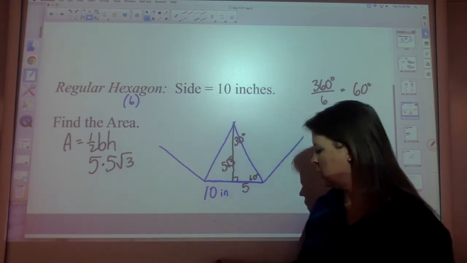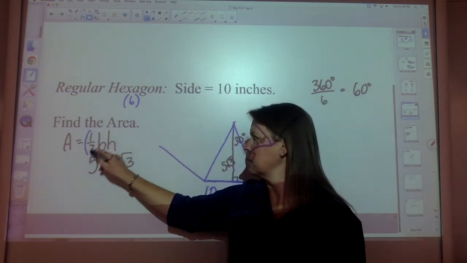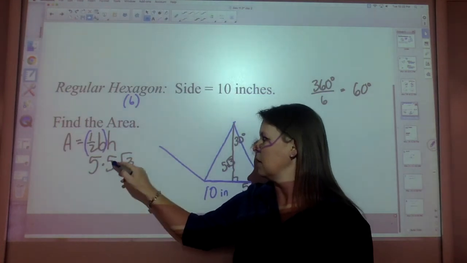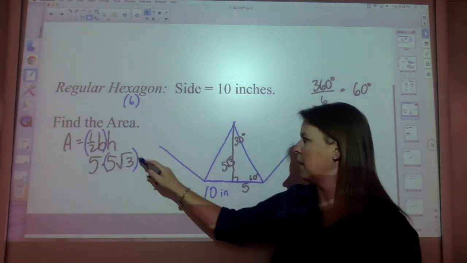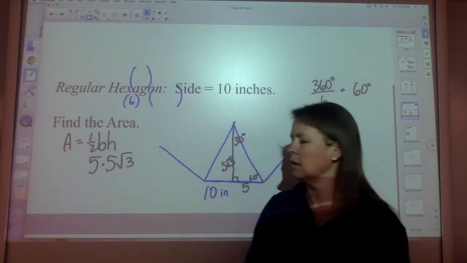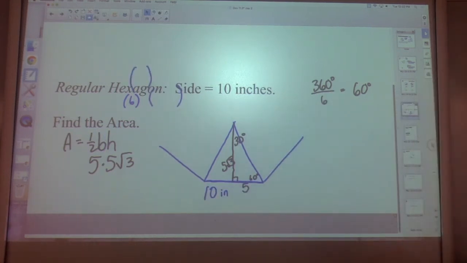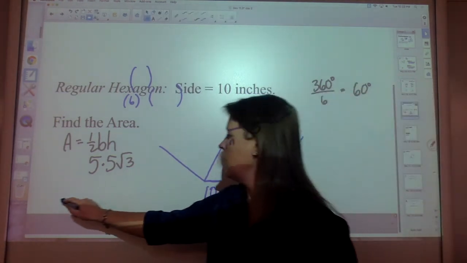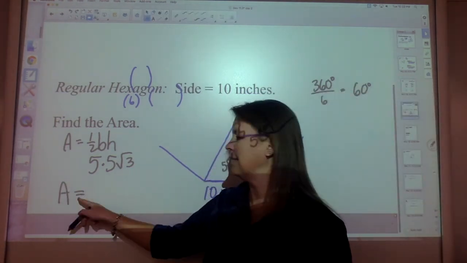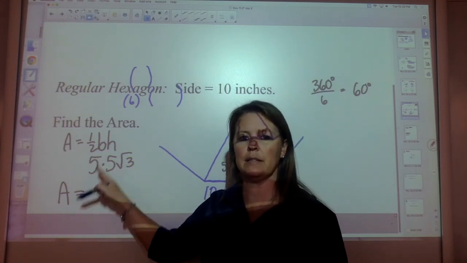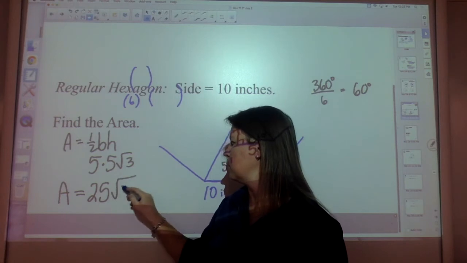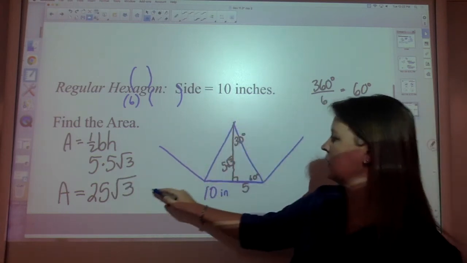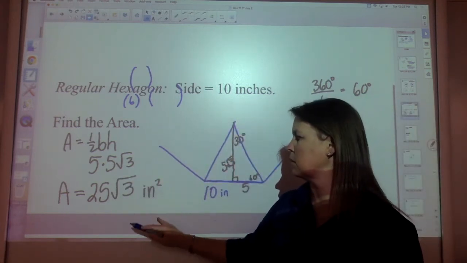So we basically just took half the base, 5, times the height, 5 square root of 3. When you type that in, you don't need the extra set of parentheses. You can just type in 5 times 5 square root of 3. We're always going to have two answers. One of them exact. This area is exactly equal to 5 times 5, which is 25 square root of 3. And because it was inches, it's square inches.